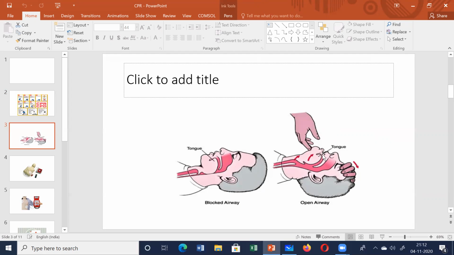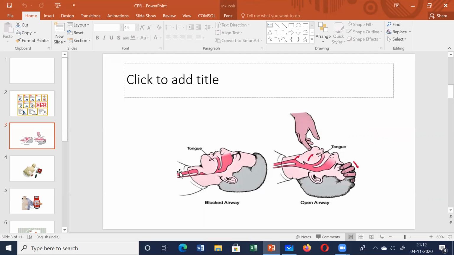Usually you can see here this head tilt and chin lift procedure. The chin is moved forward with this index finger. Can you see the patient has placed this index and middle finger? Usually the index and middle finger are used to lift the chin, while the other hand is placed over the forehead. So the other hand is placed over the forehead, and here the index and middle finger are placed over the chin to lift the chin, and to tilt the head, the other hand is used.